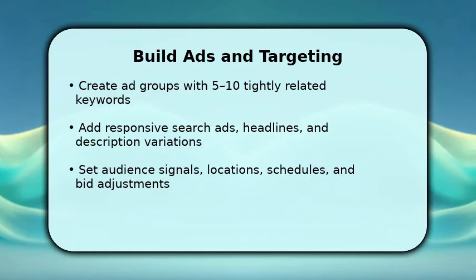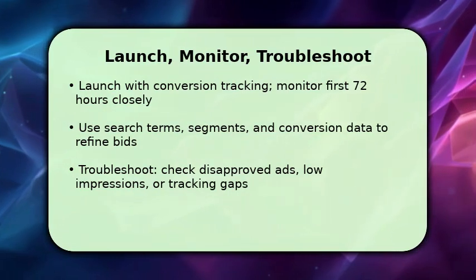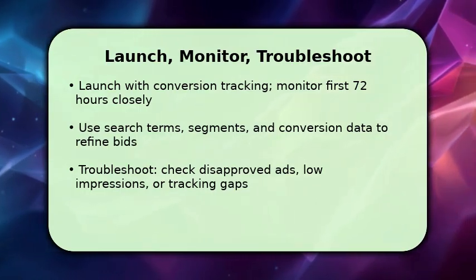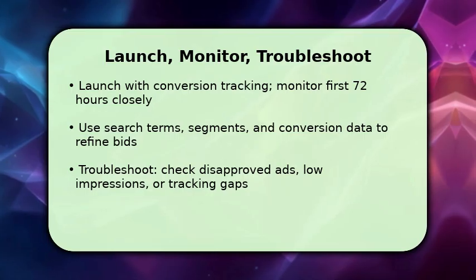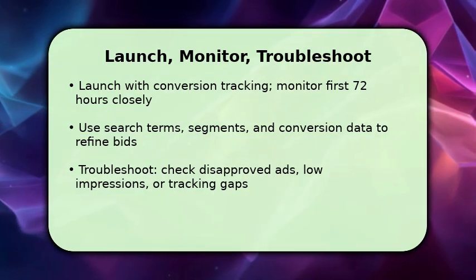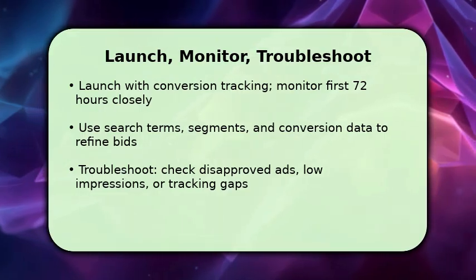You're ready to launch, but don't walk away. Enable conversion tracking and start the campaign, then monitor performance intensely for the first 72 hours so the system collects usable signals. Once you have data, review search terms, pause irrelevant queries, and adjust bids based on CPA and ROAS.